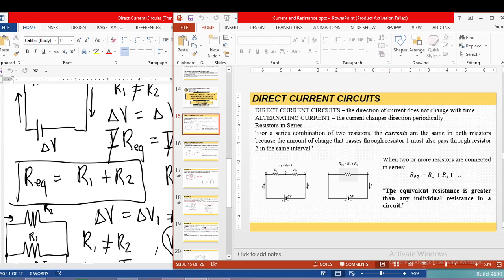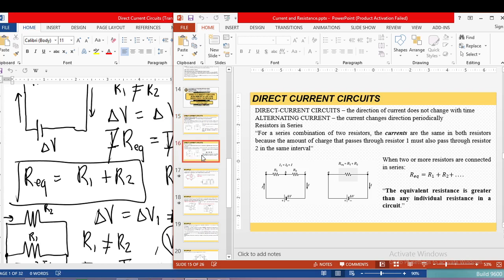Because you add the resistances, the formula for the total resistance is the sum of the individual resistors in the circuit. So basically, your equivalent resistance is greater than any individual resistance. Meaning that if you want to attain the maximum resistance in your circuit, it is much better to connect them in a series circuit. Okay? So again, that is a property of series resistors.